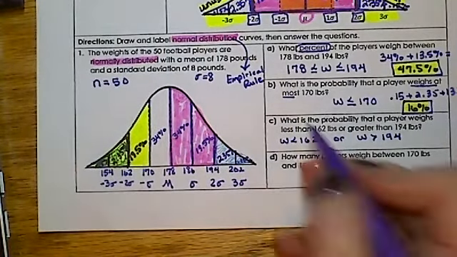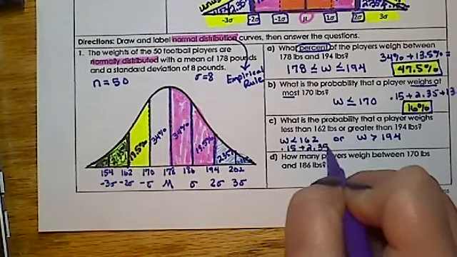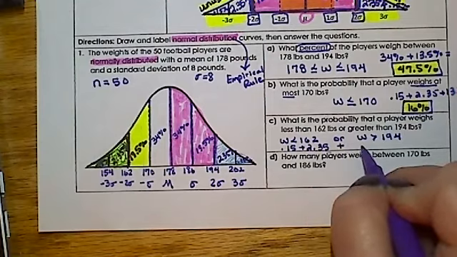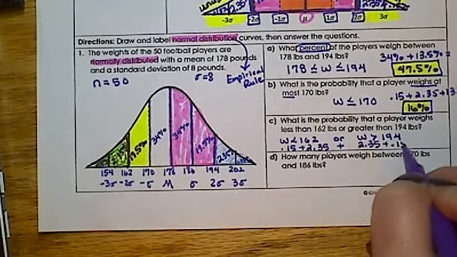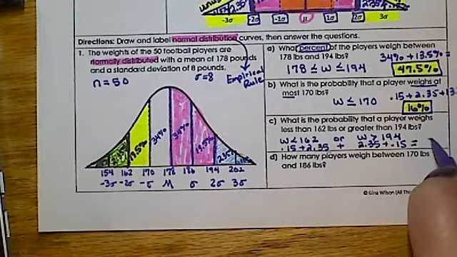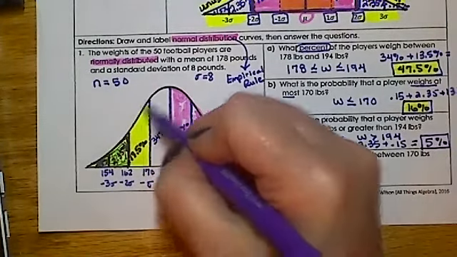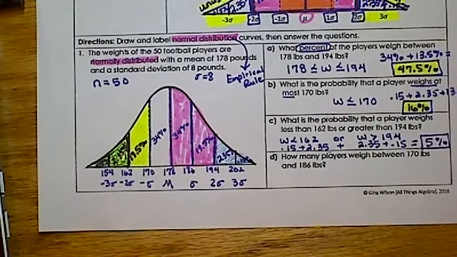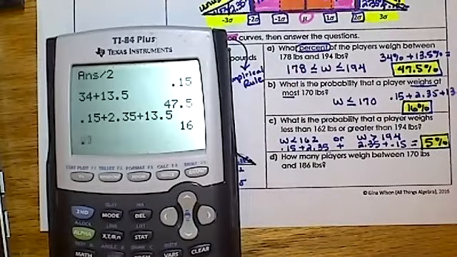So you would take 0.15 plus 2.35 plus, we have a 2.35 again, and a 0.15. And that should total 5%, because if you remember, all that other area was 95%. So we're looking at the two unusual regions, which were on the outside. So we get 5.